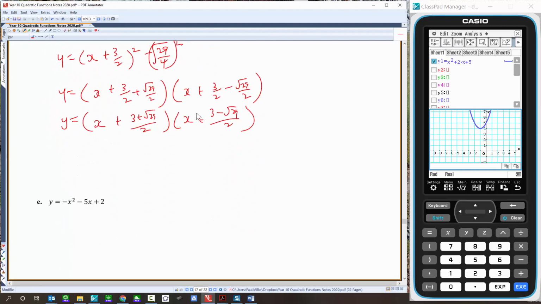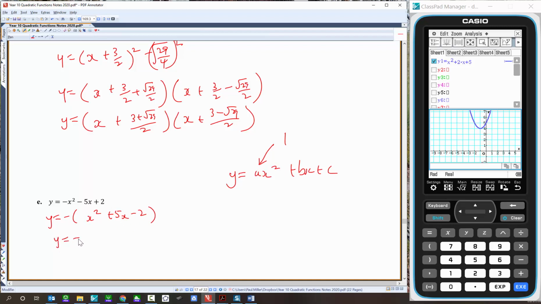This one here, whenever we complete the square, here's our rule. Notice that all of the ones that we've seen before have a positive outside the x squared term. So whenever we complete the square, we want this a value to be 1. Now notice that this a value here is negative 1. Well, we can make an a value 1 quite easily by going negative x squared plus 5x take 2. Now we can complete the square on this.